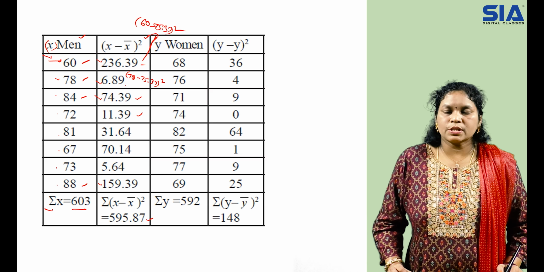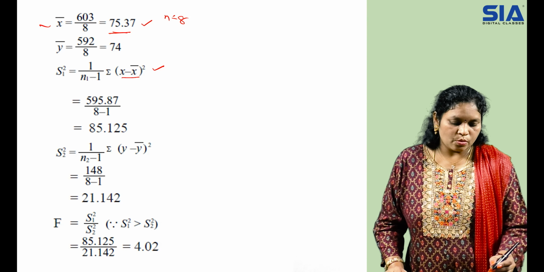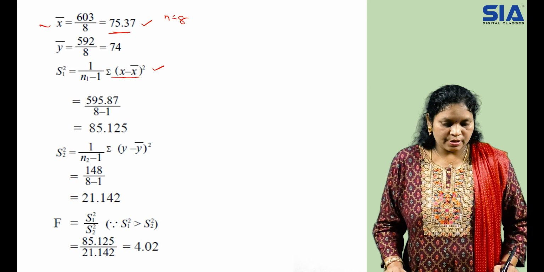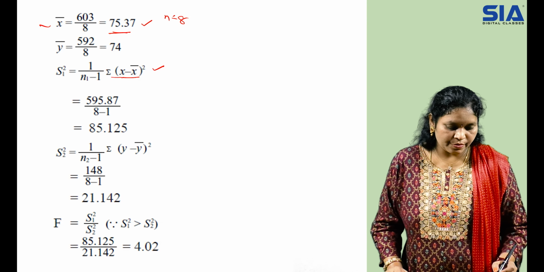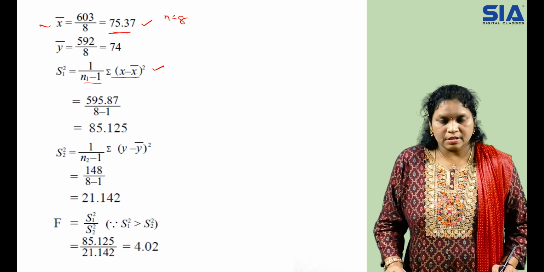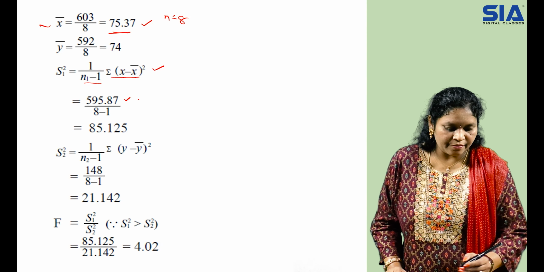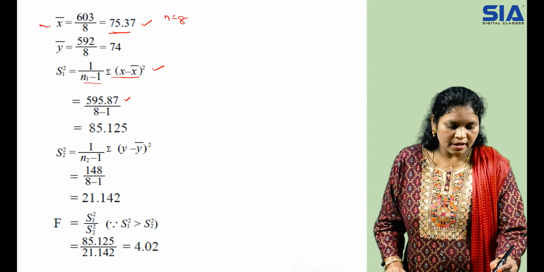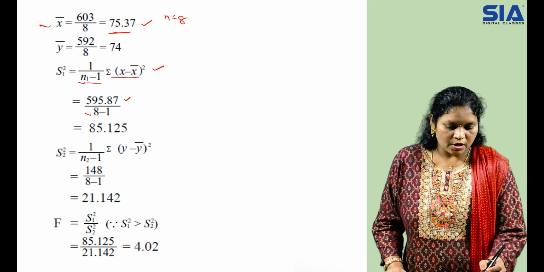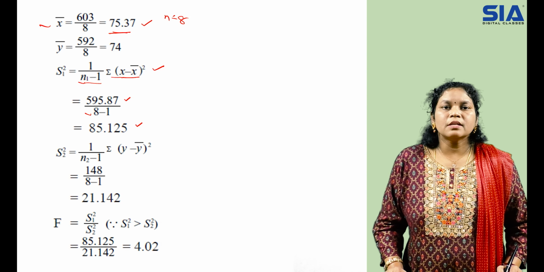I can get S1 square using this answer. Now let us check the substitution for S1 square. This summation x minus x bar whole square answer we got, right? So let us utilize that here and get S1 square. This extra term 1 by n1 minus 1 we have to multiply with this summation. So I am taking its total 595.87 divided by n1 minus 1, where the sample size is 8, so consider 8 minus 1. I got the answer as 85.125. So I have the S1 square answer now.